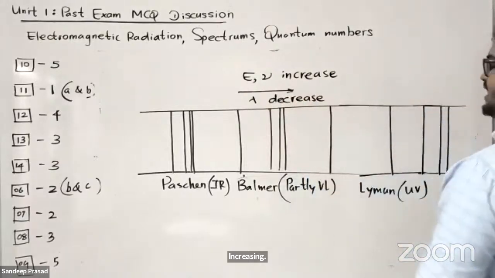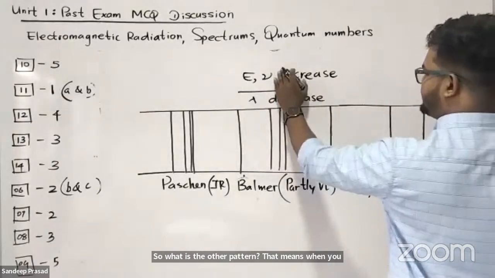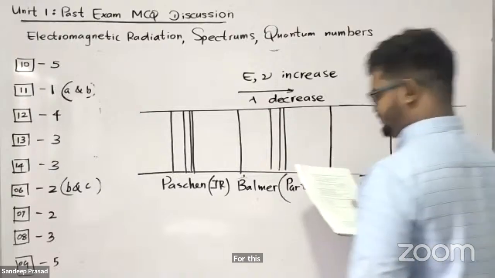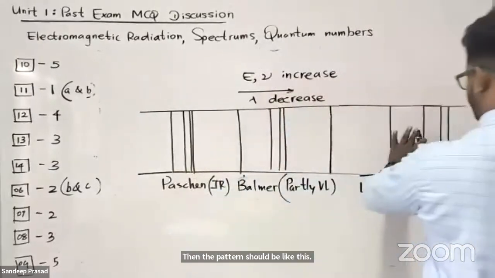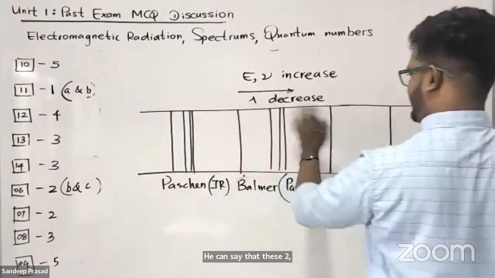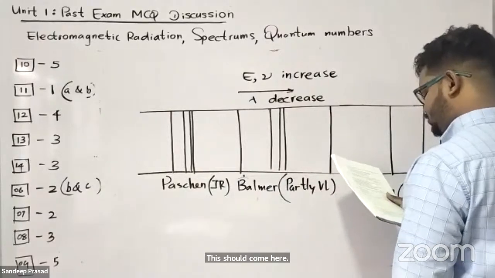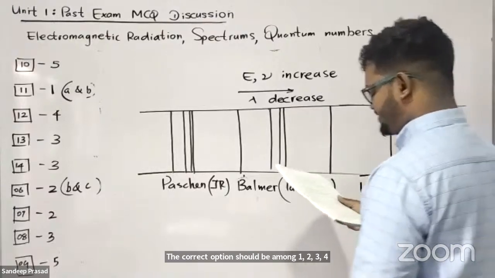So what is the other pattern? That means when you consider this direction, energy and frequency decrease and the lambda wavelength is increasing, then the pattern should be like this. We can say that these patterns should be exchanged. No, this should come here and the others come here. So therefore, the correct option should be among the 1, 2, 3, 4, 5 answers. The first one is the correct answer.